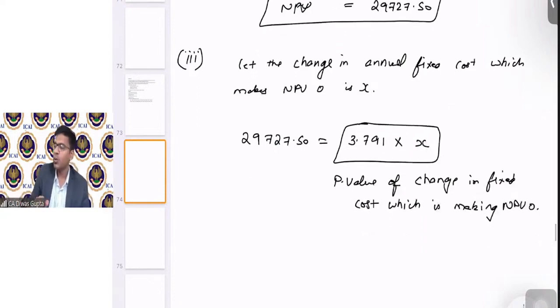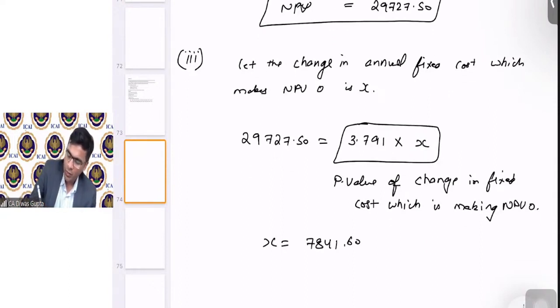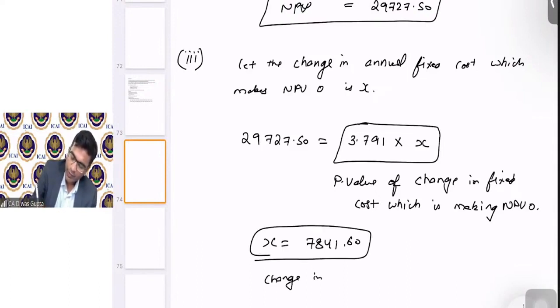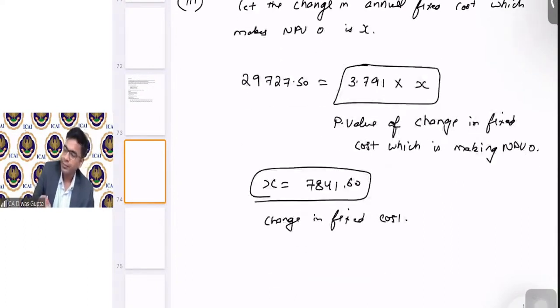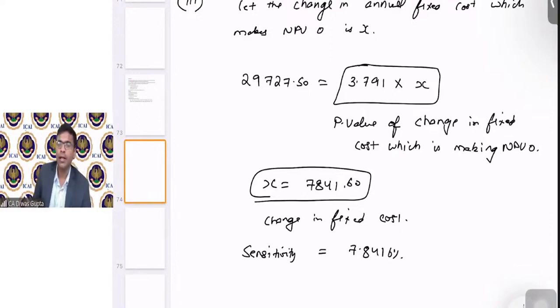Okay. So X becomes 7841.60. This is the change in fixed cost. We have to arrive at the absolute fixed cost, right, students? Now the sensitivity is how much? 7.8416 percent. Correct.